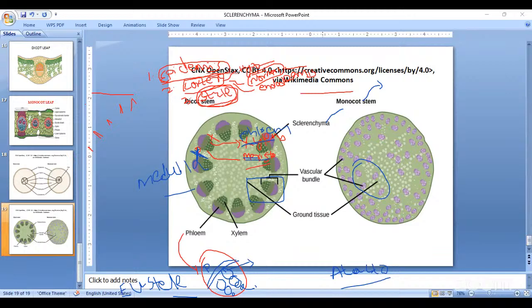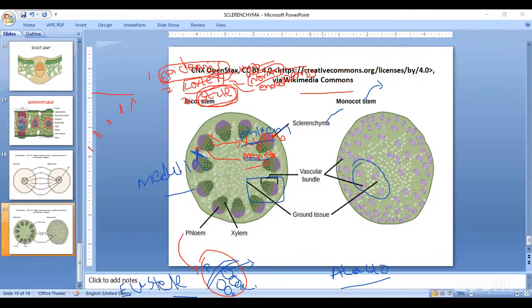Bundles are conjoint, collateral, and endarch, same as in dicot stem, but closed type. Here it is open type in dicot stem, but closed type here. That's why there is no meristematic tissue, and that's why it does not show secondary growth. Of course, some monocots also show anomalous secondary growth. I will explain later in the secondary growth class tomorrow. And there is no medulla in the center of the stem. So this is the difference between dicot stem and monocot stem.